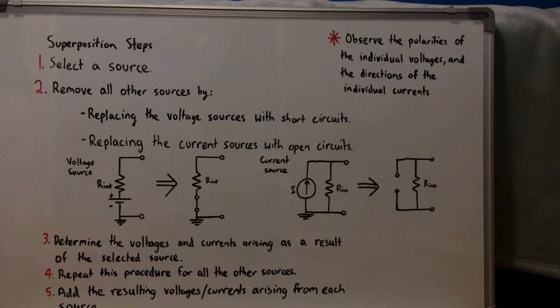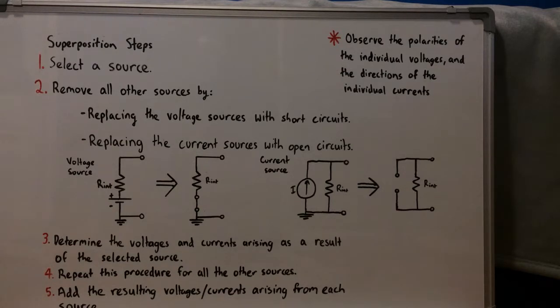Number 1. Select a source. Number 2. Remove all other sources by replacing the voltage sources with short circuits, keeping any internal resistance, and replacing any current sources with open circuits, also keeping any internal resistances.